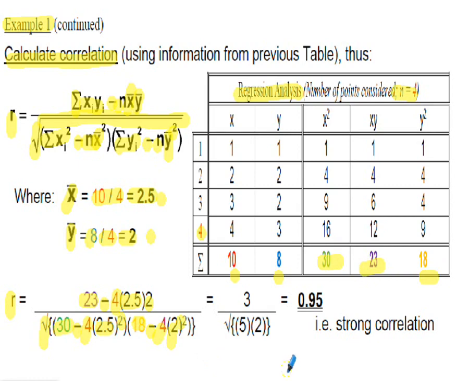Doing the arithmetic on that, you get 0.95. And just be careful, do not truncate or round up numbers too soon in this calculation, or else you will induce errors and get the wrong value of R. 0.95 is considered a very strong correlation, so these points lie quite closely to the best fit line.